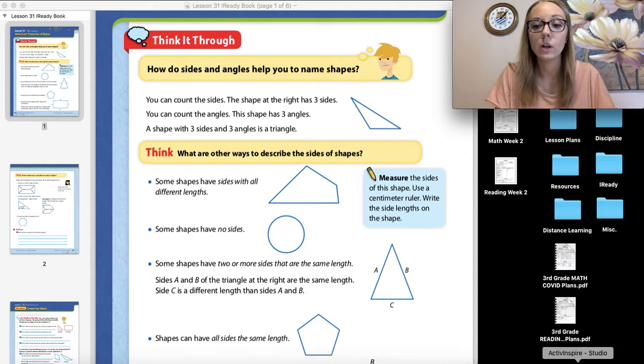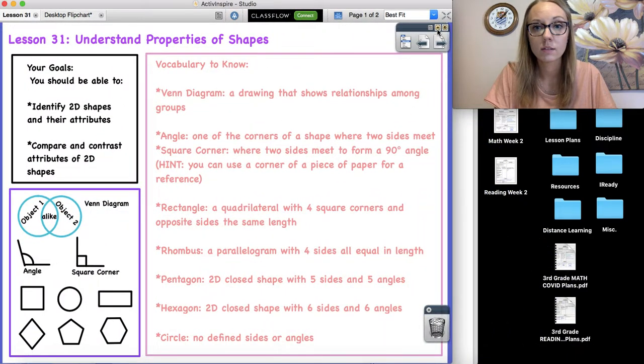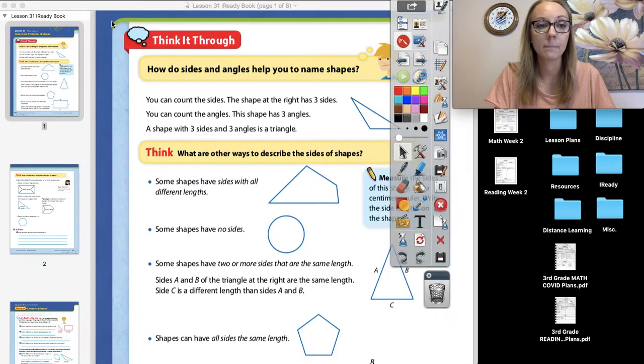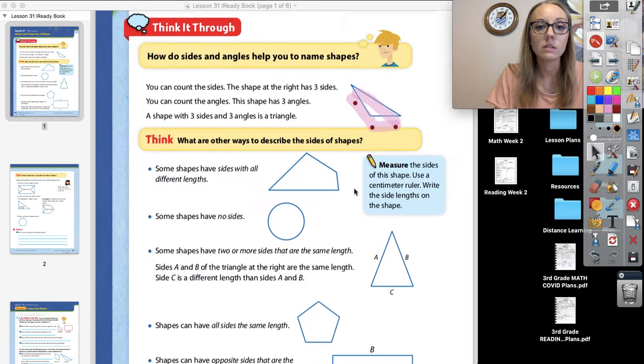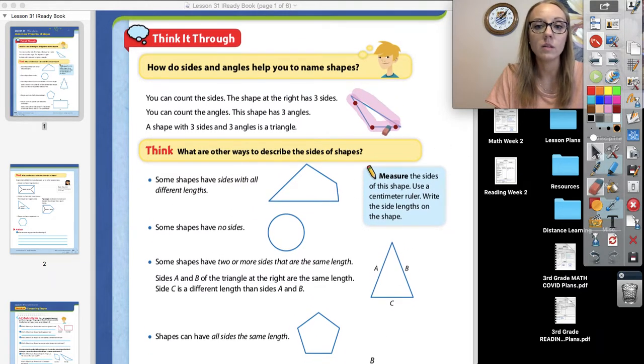And I'm going to write on top of this so that y'all can see what I'm doing. There we go. All right, so once again, we have 3 sides, 1, 2, and 3, and you have 3 angles, and I'm going to put a dot on those angles. 1, 2, and 3 angles. 3, we know that tri means 3, triangle. All right, moving on, it says, what are other ways to describe the sides of a shape?